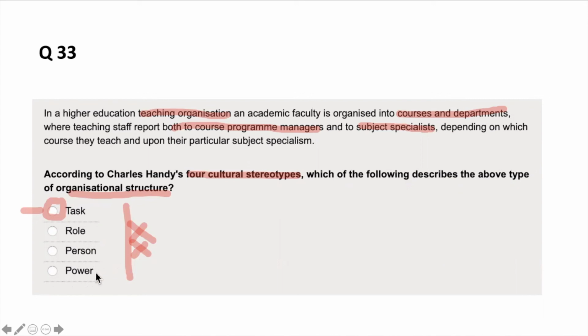And finally, power is not the answer because the power culture is associated with autocratic leadership. The power is concentrated and exercised by a few people. And this is not the case here, where you have a lot of tasks that need to be done and more of a matrix type of culture. So the answer is task.